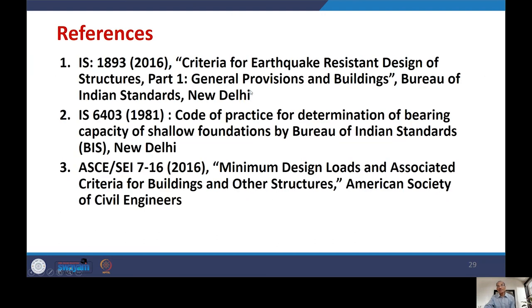Continuing this, these are the references which are used for this presentation. First is IS 1893, 2016, that is the criteria for earthquake resistant design of structures, part 1, published in 2016. Then IS 6403, 1981 is also a code of practice for determination of bearing capacity of shallow foundations. This is published also by BIS. Then ASCE guidelines, ASCE 7-16, Minimum Design Loads and Associated Criteria for Buildings and Other Structures, is given in this, and this is by the American Society of Civil Engineers.